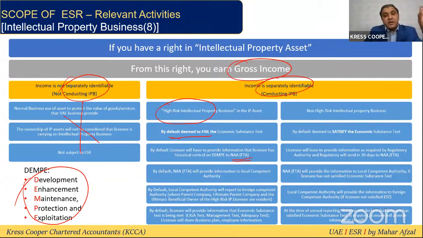So the licensee will have to provide business plans, evidence of employees, evidence of assets, evidence of direction and management. All these things the licensee will have to provide to refute the assumption that the licensee is by default not complying with the ESR test. On the other hand, if the licensee is not involved in the high risk IP business, then it will always be assumed that the licensee has satisfied the ESR test. In case regulatory authorities ask anything, then the licensee will provide it; otherwise the licensee will not provide them.